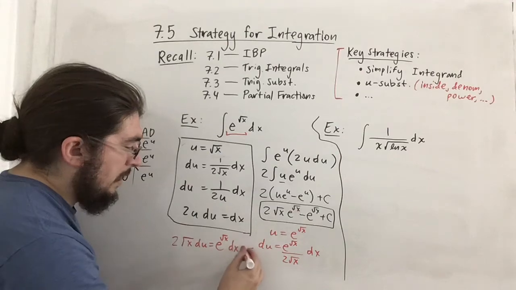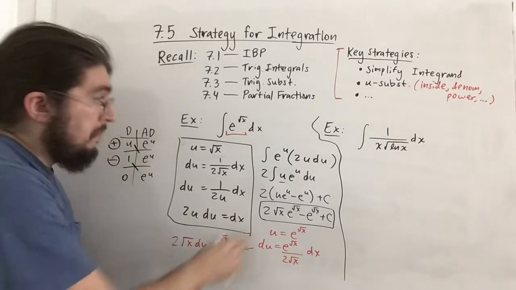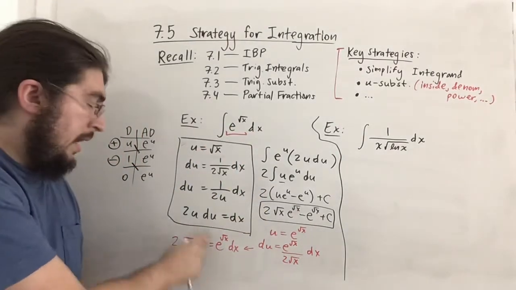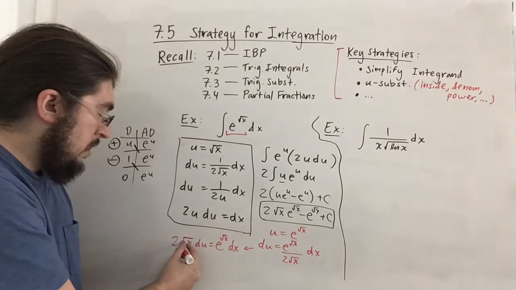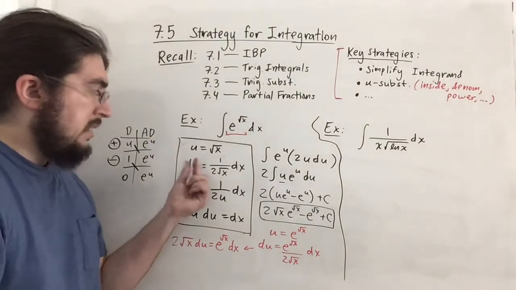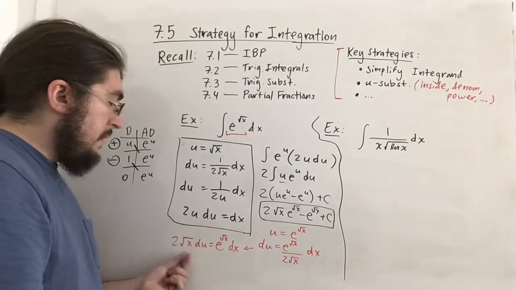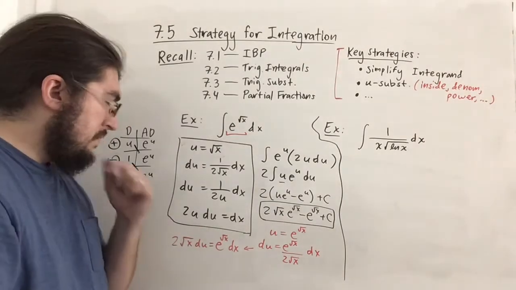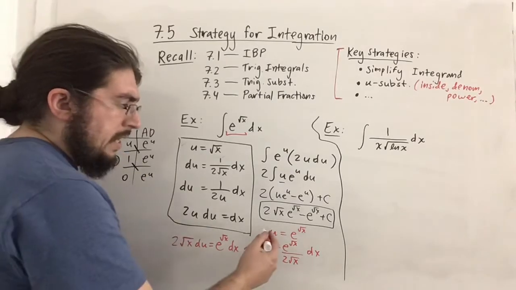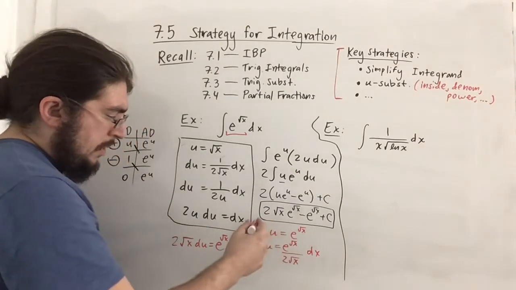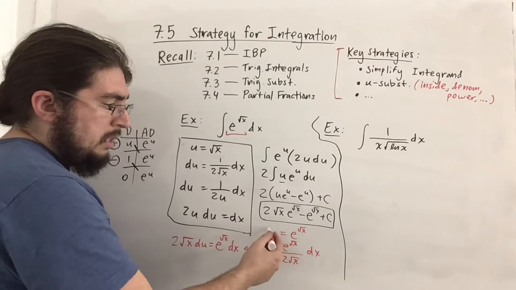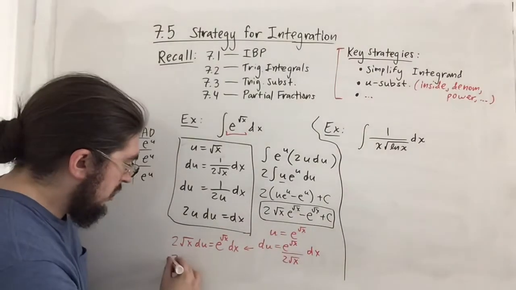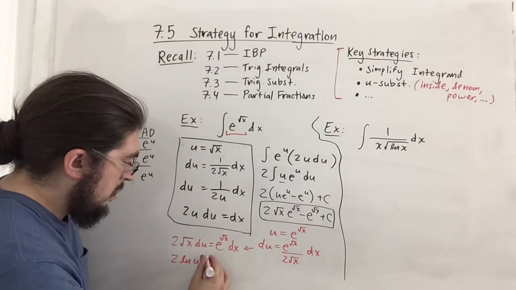Now that may not sound very exciting because here we're replacing this with this, and this has a mixture of x's and u's. But remember what I said here, it's self-referenced. So maybe there's a way we can write radical x in terms of u. And there kind of is. Basically, if you take natural log of both sides here, you get ln of u is equal to radical x. So this is 2 ln of u du.